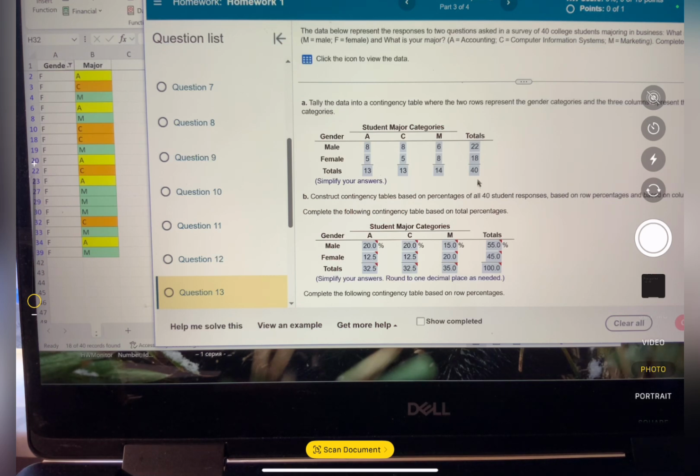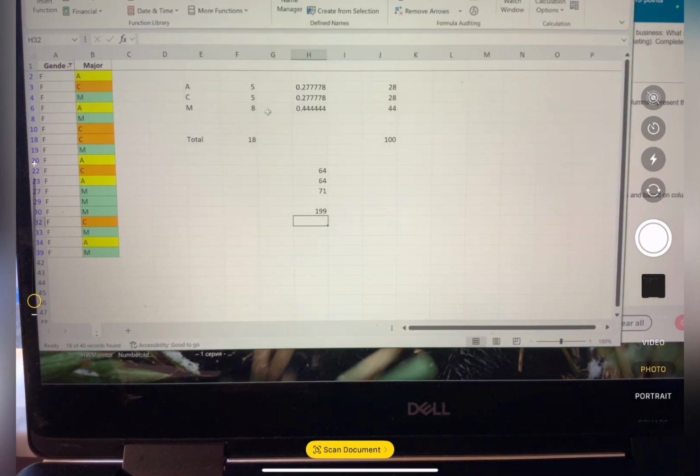They want overall total. I'll show you. I thought they wanted accounting among total males, computer among males, but they want from overall, which is 40. So every single number here, I have to divide by 40 from overall, and then we will get the answer. Let me see. I'm dividing by 40. Total is 40. Let me write down here 40.